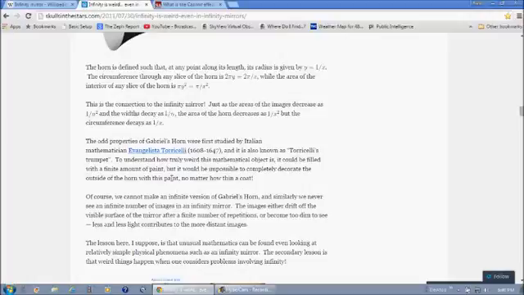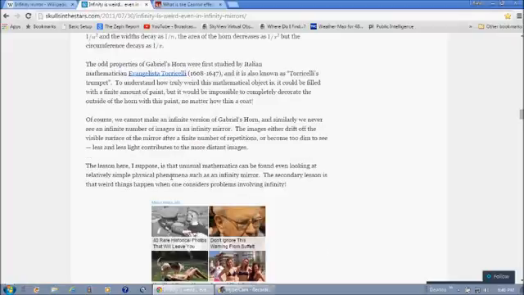a coat. Of course, we cannot make an infinite version of Gabriel's horn, and similarly, we never see an infinite number of images in an infinity mirror. The images either drift off the visible surface of the mirror after a finite number of repetitions, or become too dim to see. Less and less light contributes to the more distant images. Okay, the lesson here, I suppose, is that unusual mathematics can be found even looking at relatively simple physical phenomena such as an infinity mirror.